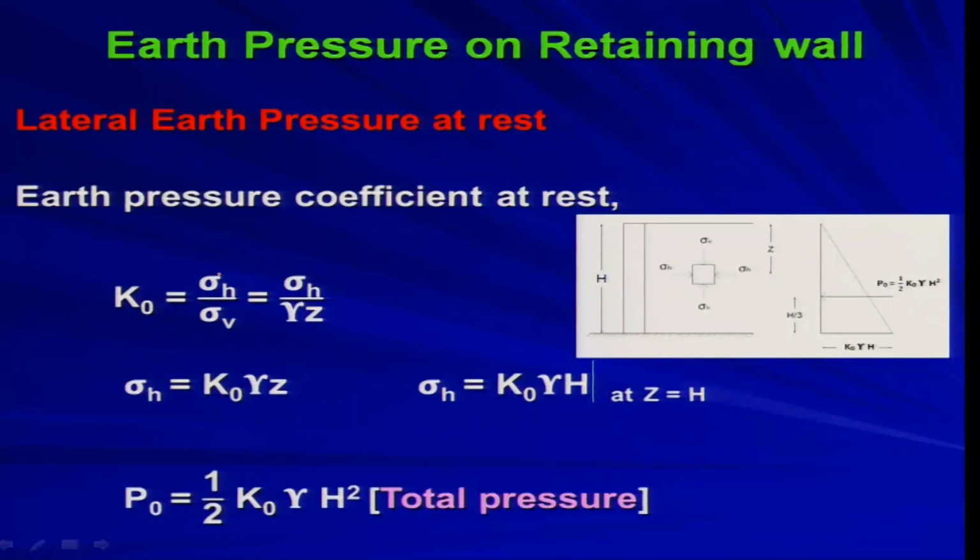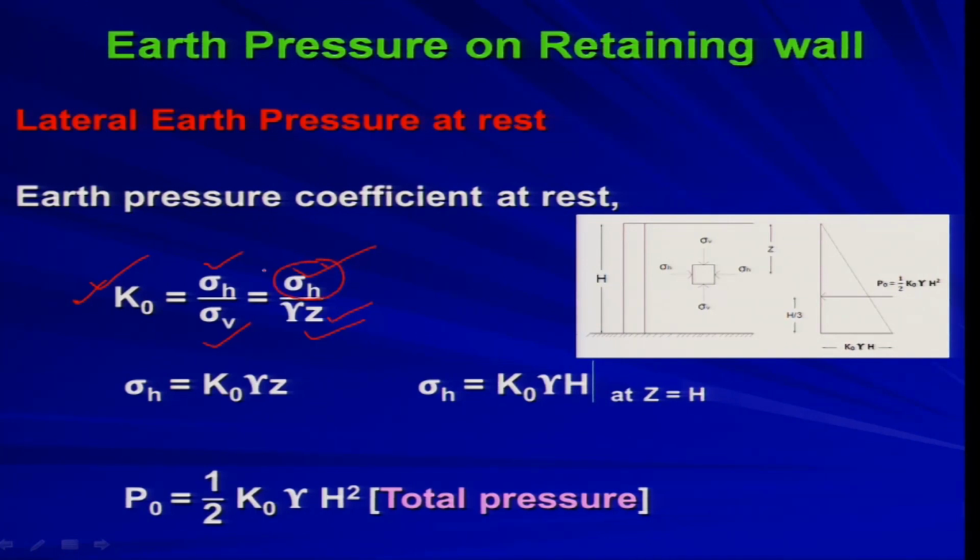Now, first we are going to find out the earth pressure coefficient at rest condition. The earth pressure coefficient at rest is defined by K naught, which is nothing but sigma h by sigma v. That is the definition of the earth pressure coefficient. Now, what is sigma v? That is nothing but gamma z. So, if you know K naught and you know at what depth you are considering, then sigma v is known to you, and you can find out sigma h.